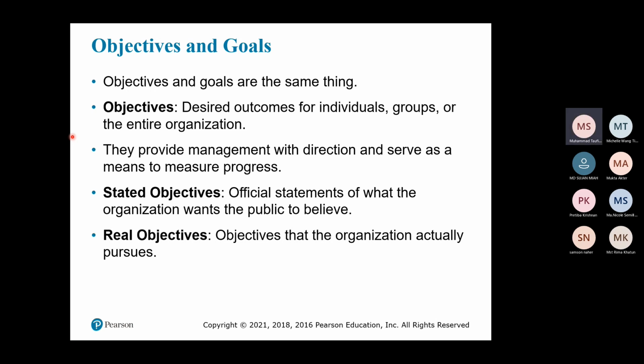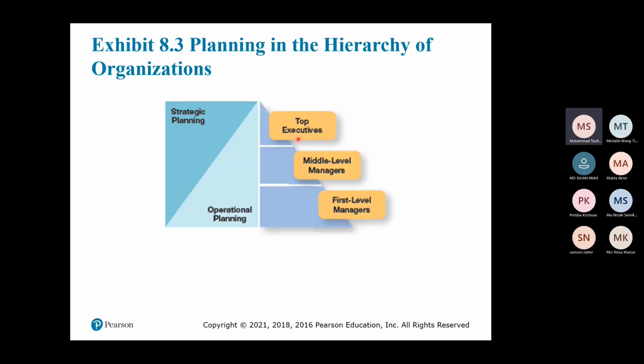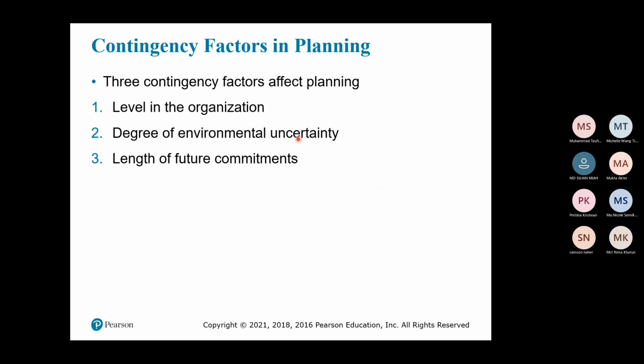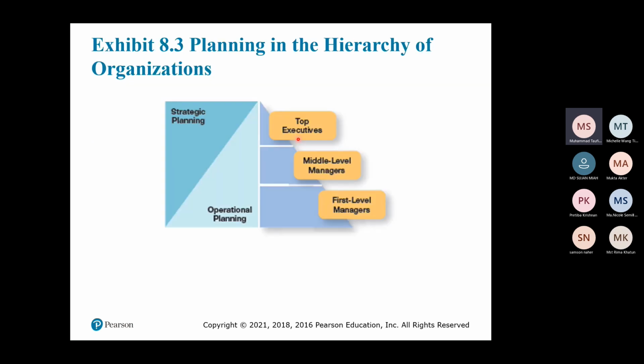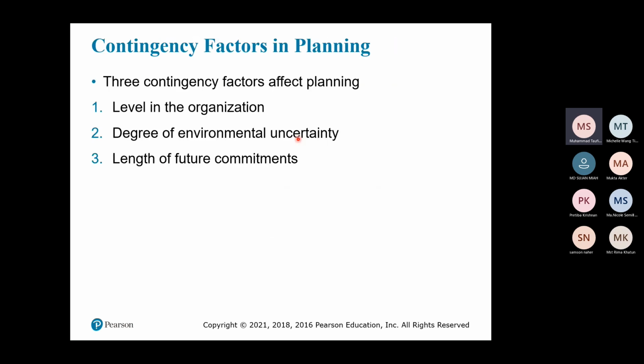Let's continue our lesson, guys. So that is the first contingency factor, which is the level in the organization, level of management. Top level managers focus on a different type of planning, which is strategic planning, while lower level management focuses on operational planning.